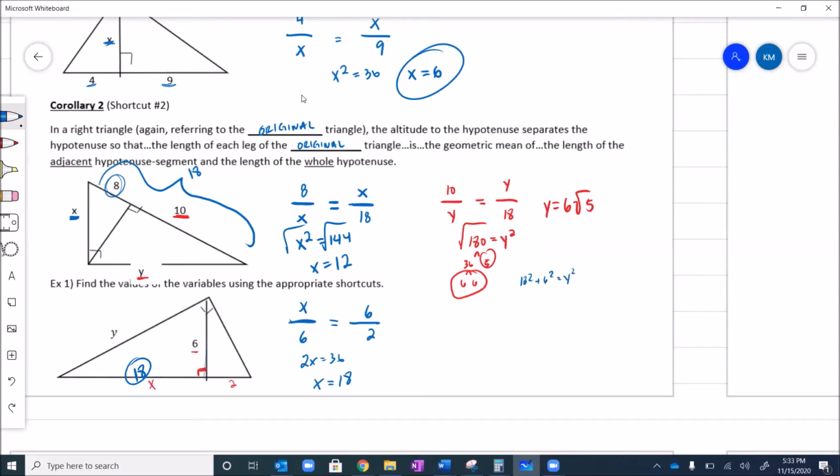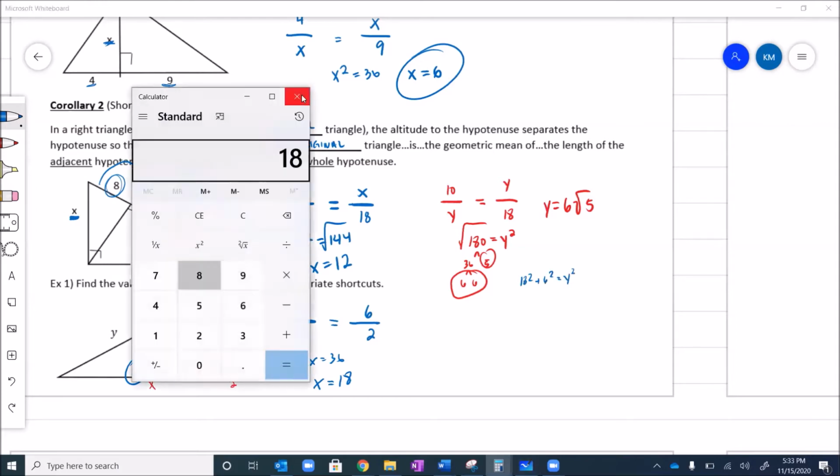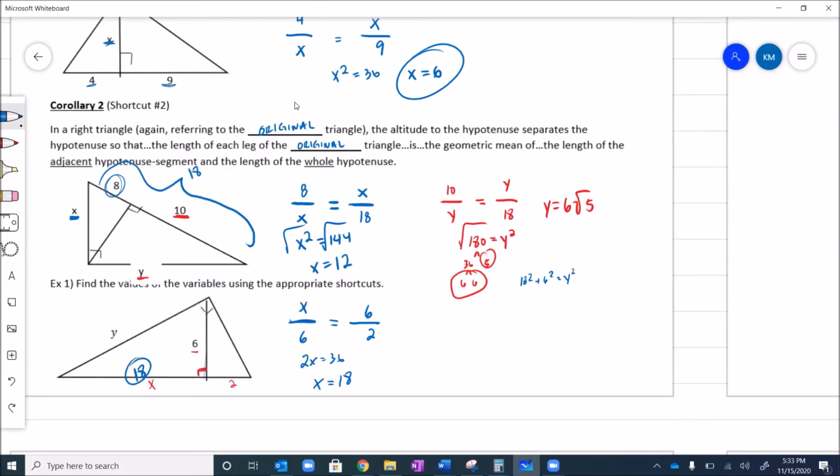If we do that, I don't know what 18 squared is off the top of my head. It's 324 plus 36, 360. We find that y squared is 360. Square root of that, 6 radical 10. That's what we found using the Pythagorean theorem.